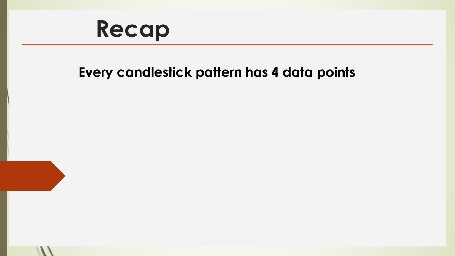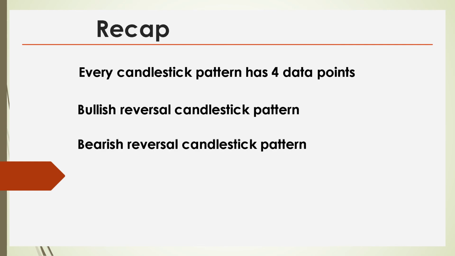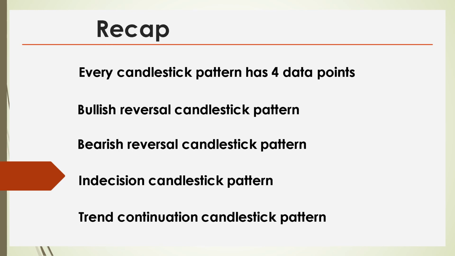To recap, what we explained in this video is that every candlestick pattern has 4 data points. One is the bullish reversal candlestick pattern, the second is the bearish reversal candlestick pattern, the other one is the indecision candlestick pattern, and finally the trend continuation candlestick pattern.